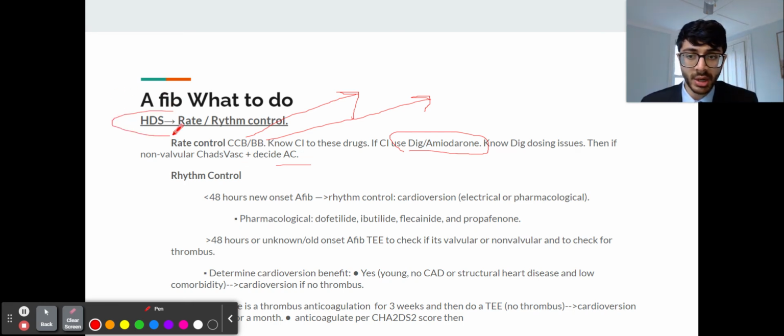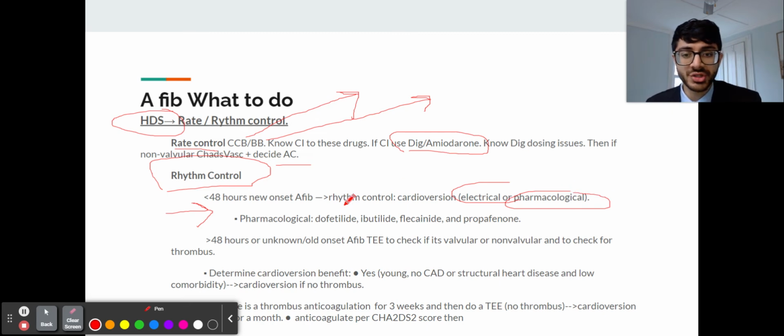If you decide they're hemodynamically stable and they're not a candidate for rate control, you're going to rhythm control them. For rhythm control, you're going to cardiovert them, electrically or pharmacologically. If it's less than 48 hours, we call that new onset AFib. Just go ahead and cardiovert them. Electrical is synchronized cardioversion. Pharmacological is with any one of these drugs. So cardiovert them, they're good. They're going to come back in normal sinus rhythm.